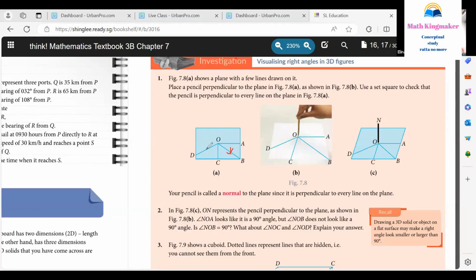It doesn't seem to be perpendicular to this also, that OD. So we are neglecting this OB line. It is not perpendicular to any of the lines. Now we can check OA and OC. They look like they are perpendicular to each other, but OC is not perpendicular to OD. You can check whether OA and OC are perpendicular to each other or not. Just check it.